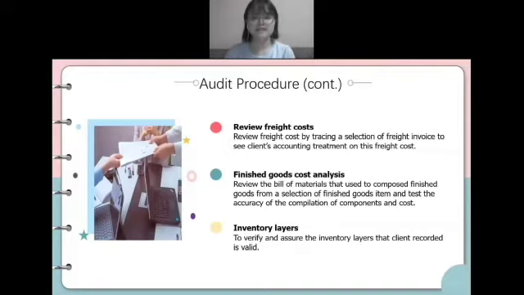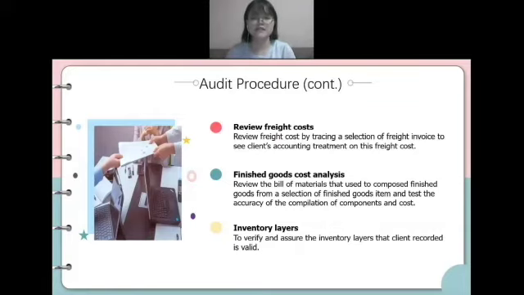Lastly is inventory layers. For example, if our clients use a FIFO method, then they should keep the new inventory and include the old inventory in the cost of goods. If our client uses the LIFO method, then they should keep the old inventory and include the new inventory in the cost of goods.